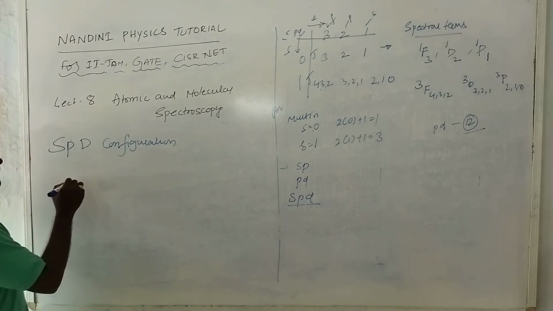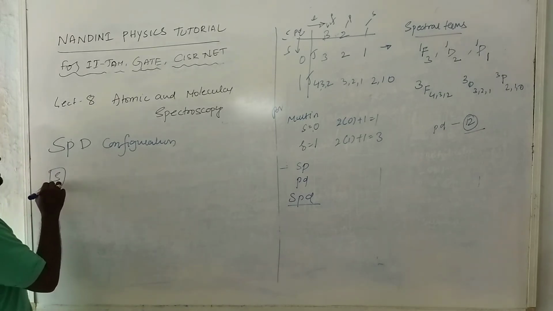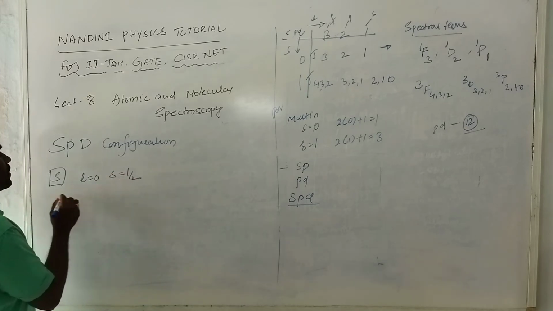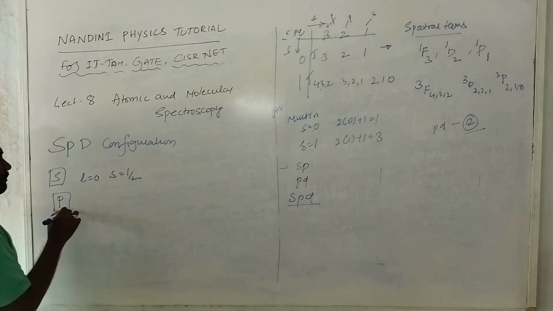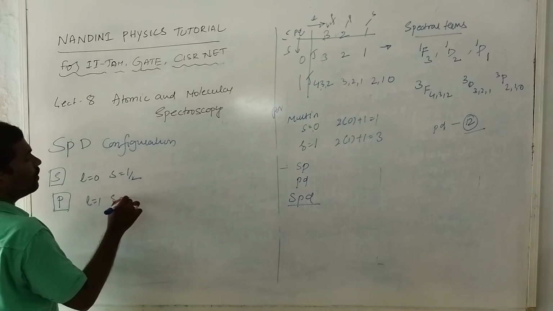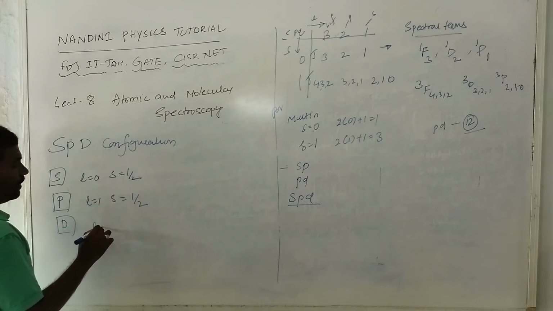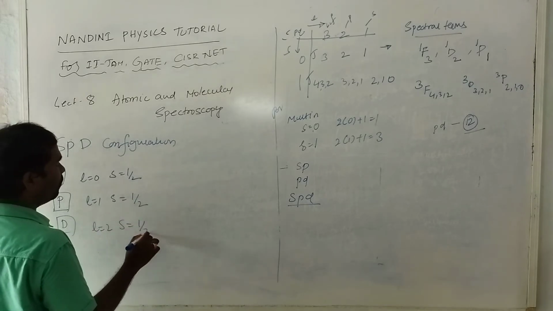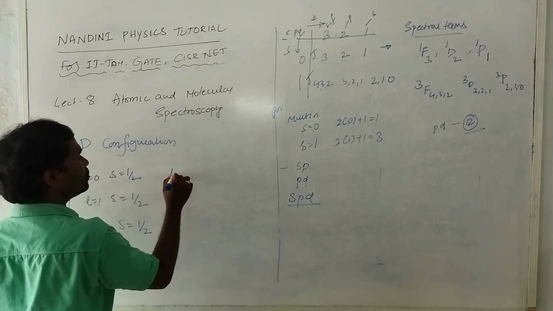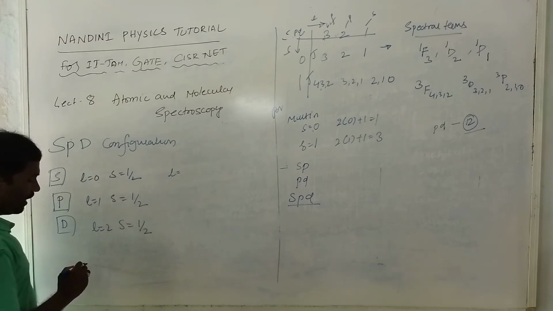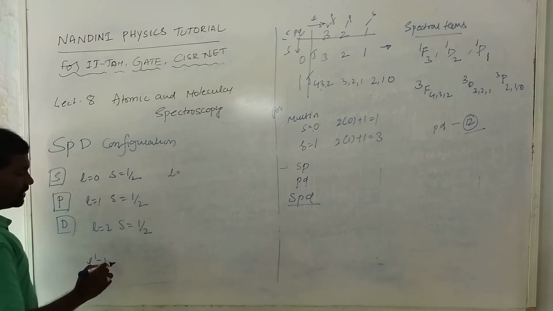In this case, for the S state, L is equal to 0 and S is equal to half. In the P state, L is equal to 1, S is equal to half only. In the D state, L is equal to 2, S is equal to half only. Take the L possibilities: 0 plus 1 is only 1, 0 minus 1 is only 1, so here you will get only one value. So L dash is 1 and L is equal to 2.